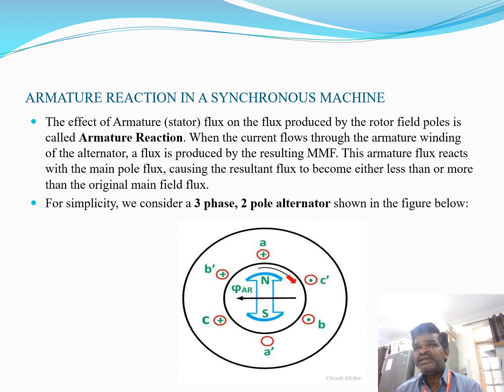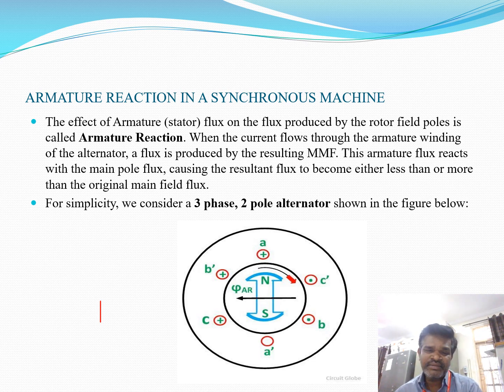Less than or more than means the armature flux is affecting the main flux. Either decreasing, meaning the direction of armature flux is opposite to the main flux, or if the main flux as well as armature flux are both in the same direction, meaning aiding, the resultant flux is going to increase. So these things happen in the case of a synchronous machine.